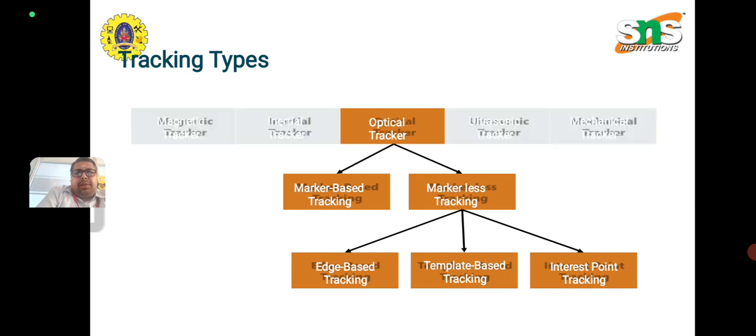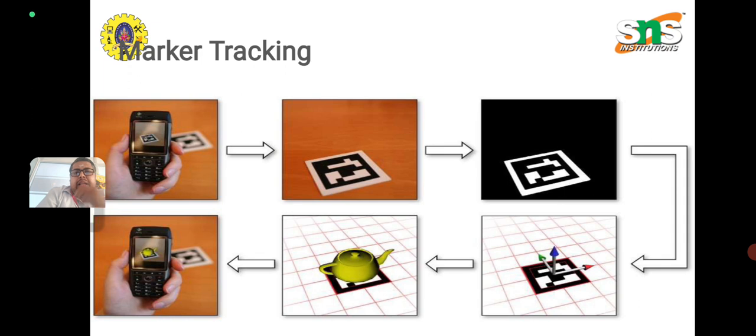Taking optical tracking first, that is marker tracking. When we scan a marker, it is converted into marks in XYZ coordinates. From the XYZ coordinates, you get an object. It is called marker tracking.